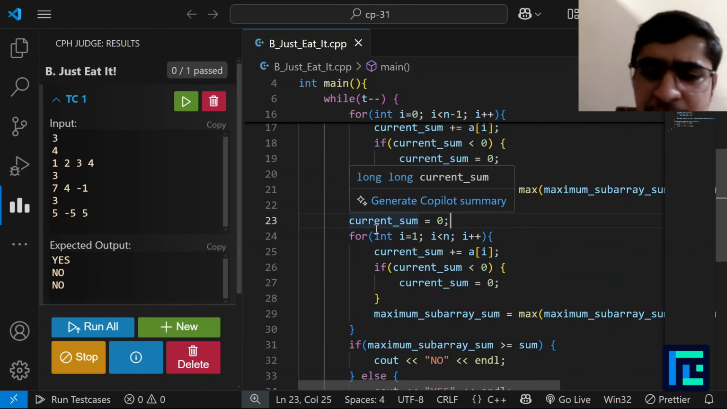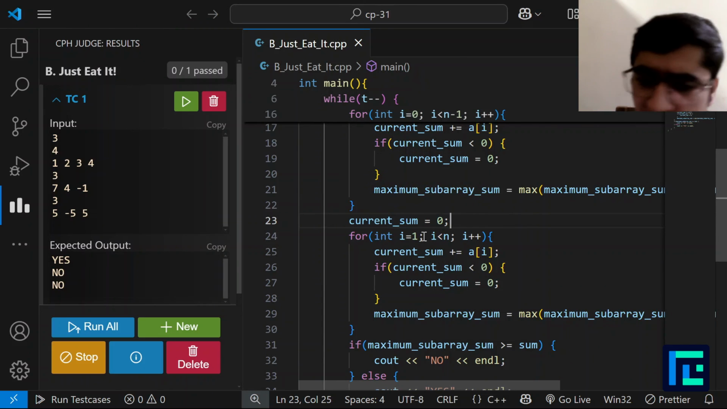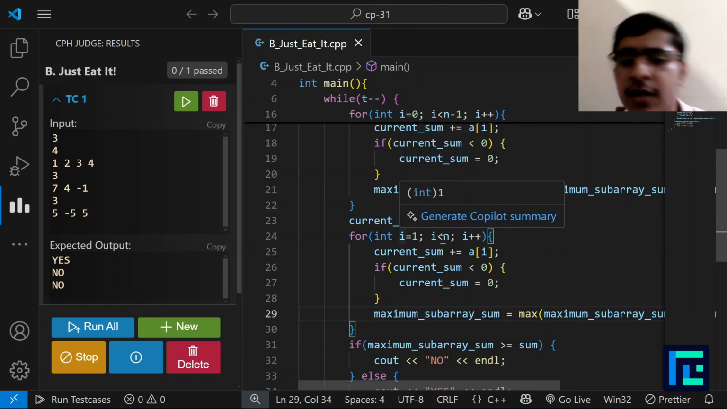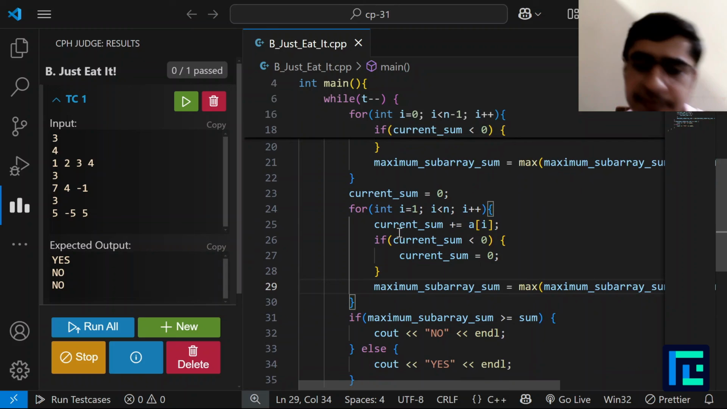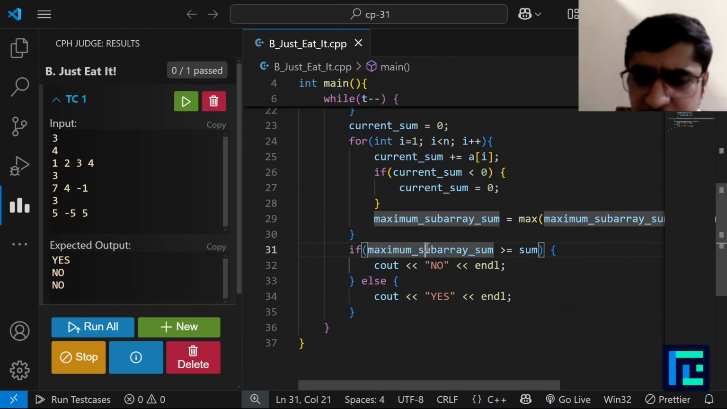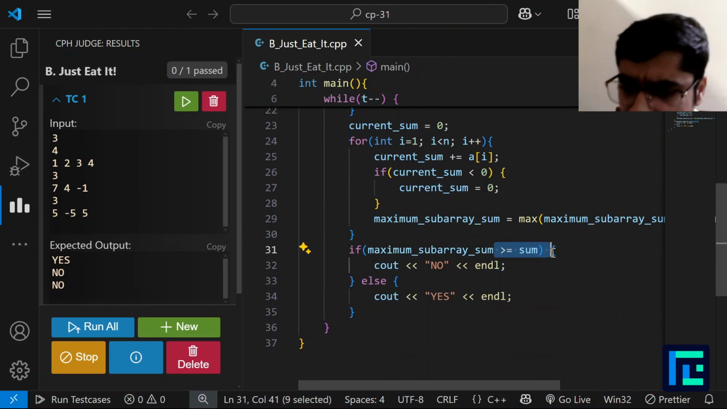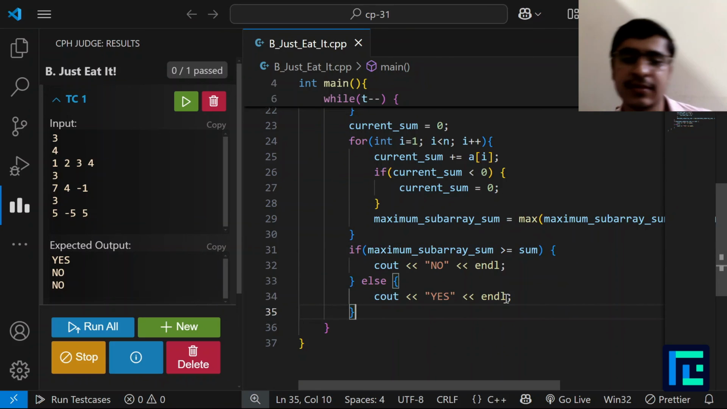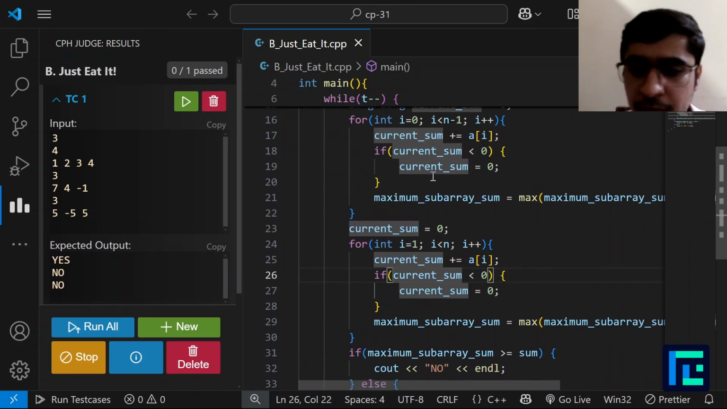Then we set the current sum as 0 again, and then we perform our Kadane's algorithm again for 1 to n, that is, we'll exclude the first value of our array. And again, the same entire algorithm. And in the end, if the maximum subarray sum is greater than or equal to sum, then our answer is no, else our answer is yes. So that's it for the problem discussion.